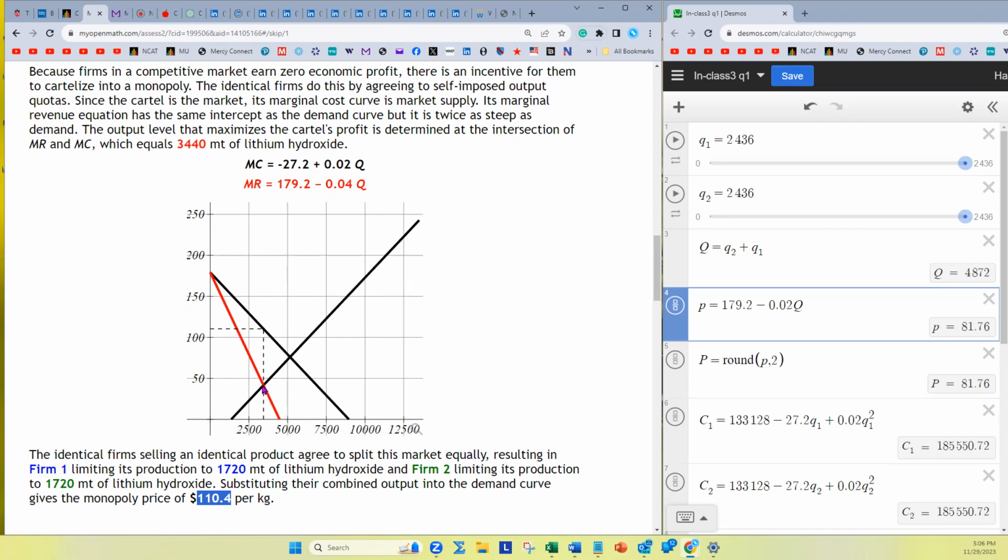Now, this value here, the value of output of the monopoly or cartel, they split it. So firm one is producing that much lithium hydroxide, and firm two is producing that much lithium hydroxide. Together, when you add those two up, you get 3,440. So this value here is 3,440 because I'm adding these two values. 17 plus 17 is 34. 20 plus 20 is 40. So this value here would be 3,470.